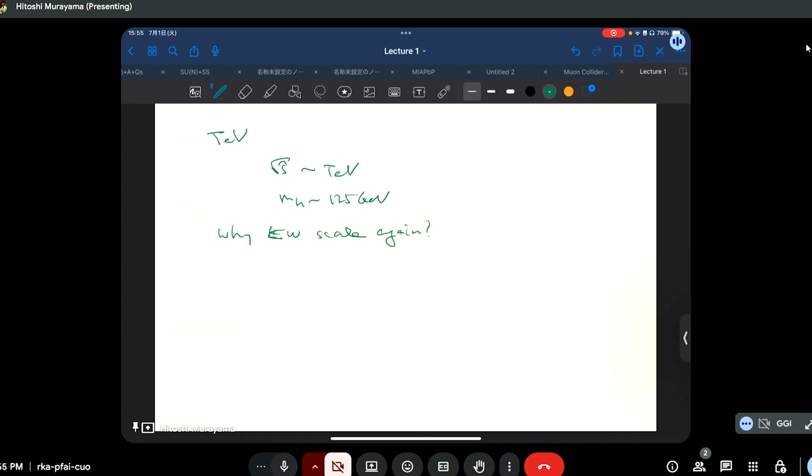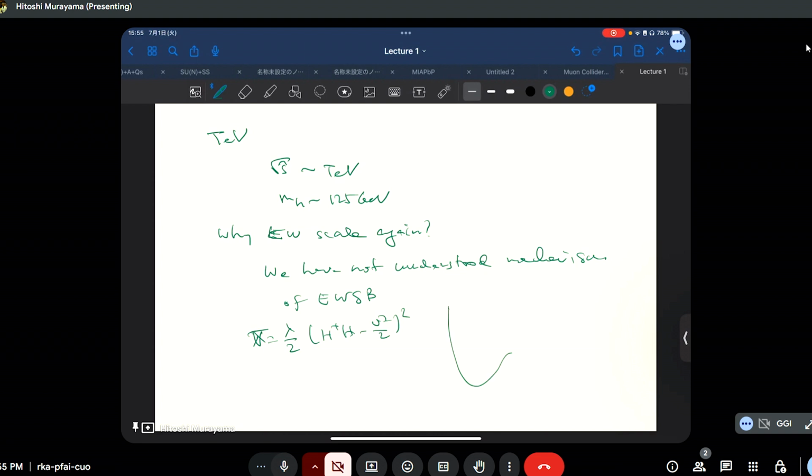And for a very simple reason, we have not understood the mechanism of electroweak symmetry breaking. So we draw this potential and talk about electroweak symmetry breaking in the standard model.